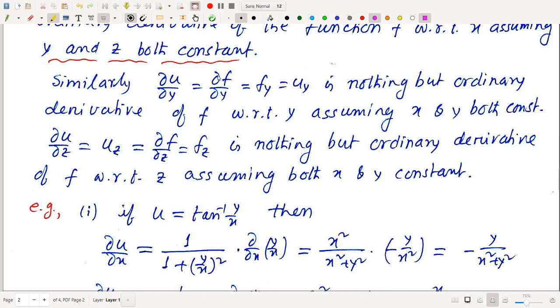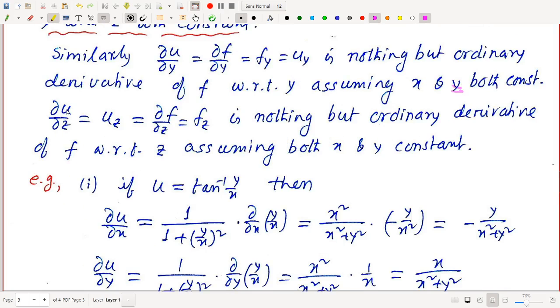The notation is del u by del y, del f by del y, or f suffix y or u suffix y, which is nothing but the ordinary derivative of f with respect to y, assuming x and z, sorry, both constant, because it is del u by del y. And if you write del u by del z, it is nothing but the ordinary derivative of f with respect to z, assuming both x and y constant.